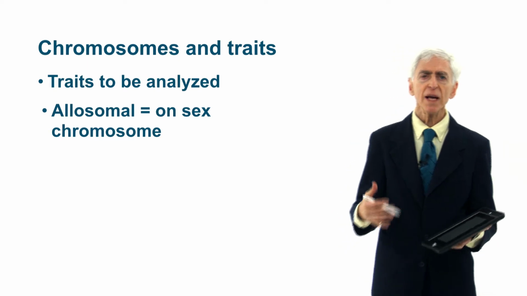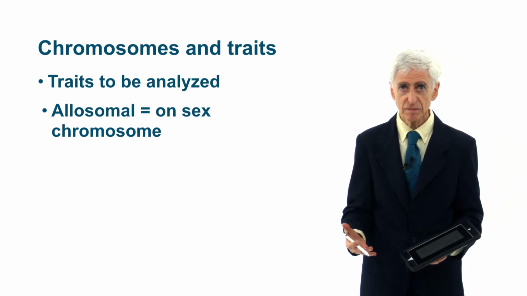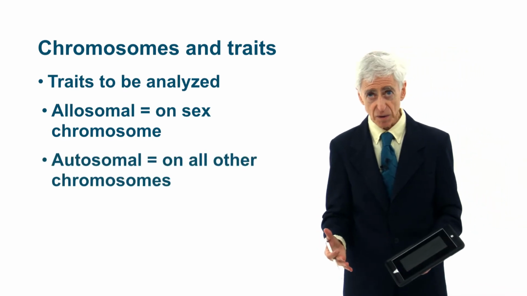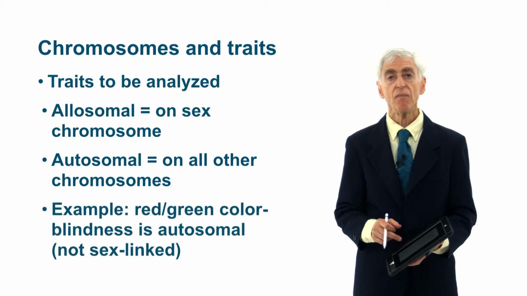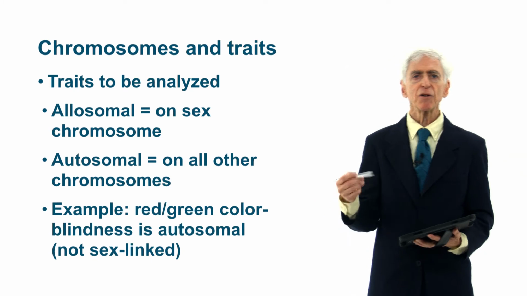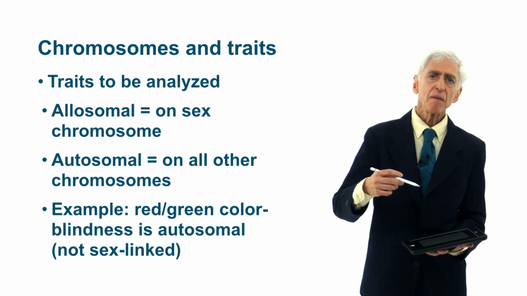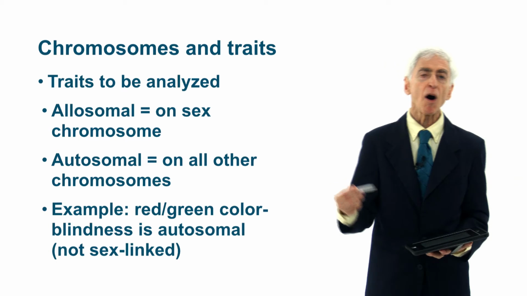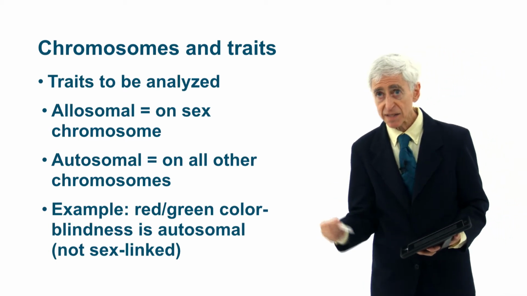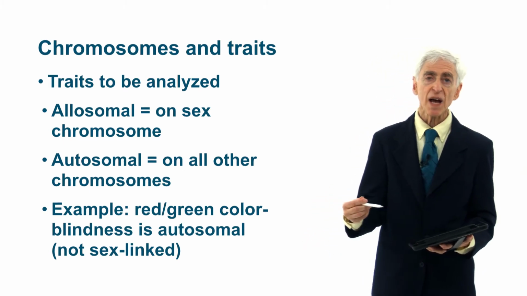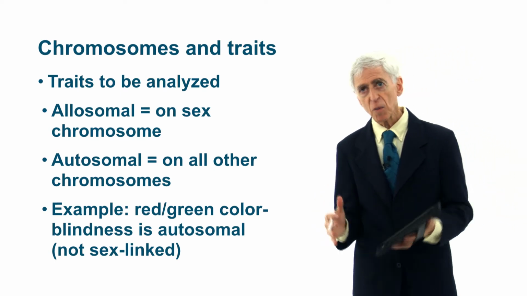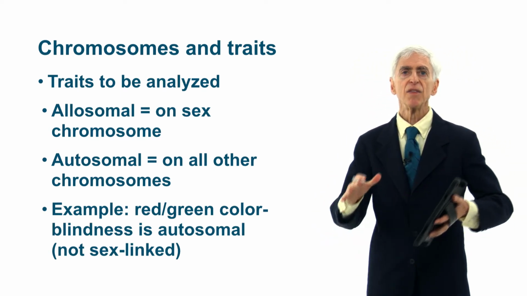The sex chromosome is the allosomal chromosome. And all the others are called autosomal. An example: if a person has red-green color blindness, is that because of something allosomal or autosomal? Well, it turns out that color blindness is not sex-linked. Therefore, we would say it is autosomal. It is determined by chromosomes that are not the sex chromosome.